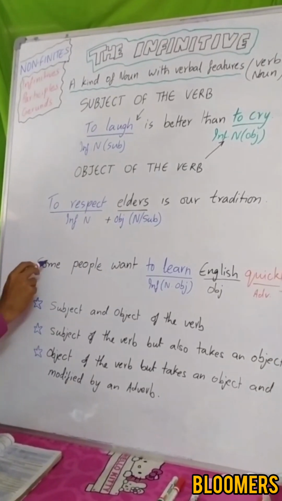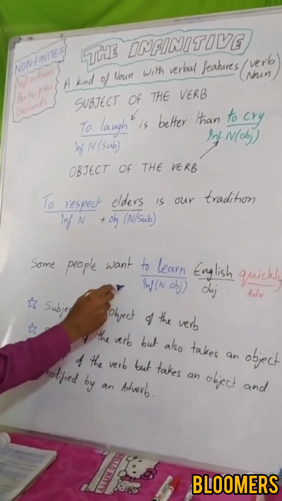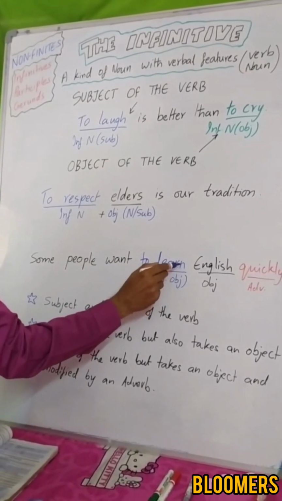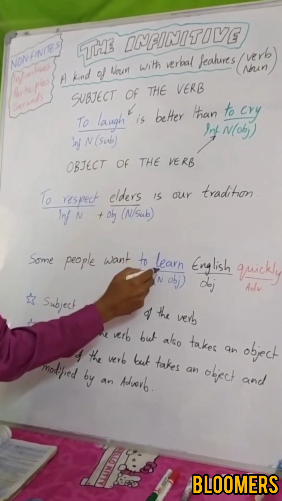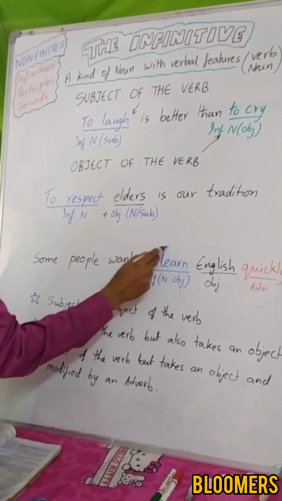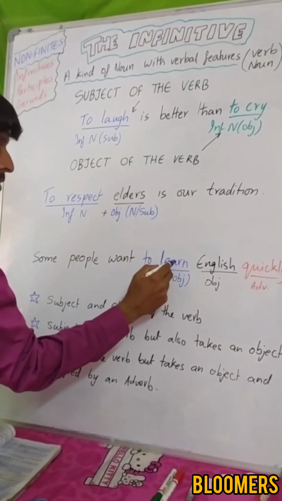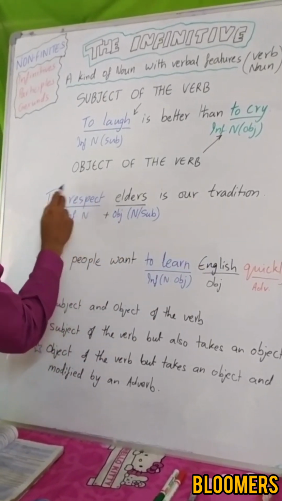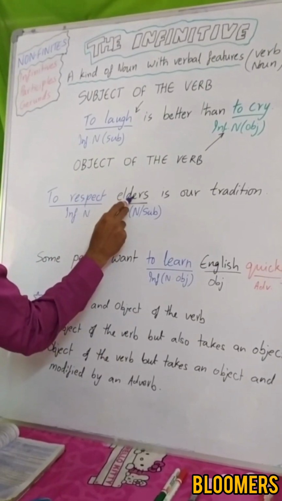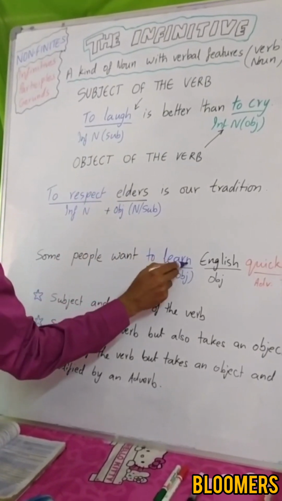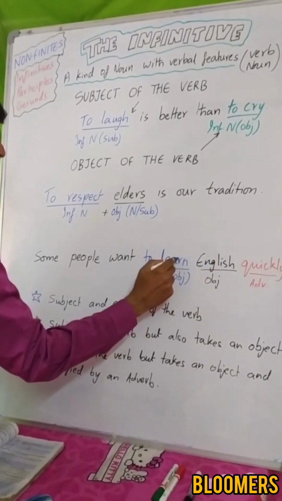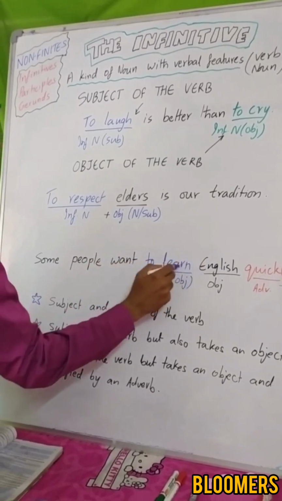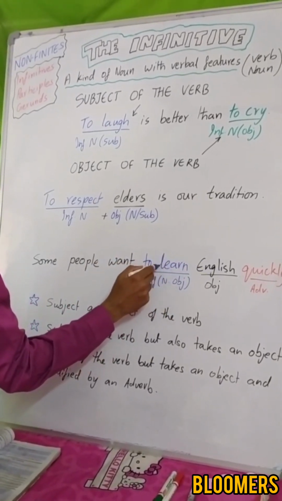Third one, you see: some people want to learn English quickly. Here, want is the finite verb. To learn, you see, became an object, an infinitive object, just like the before ones. Here it is just an object, so it is a noun form. It is not only an object, it is also connected to another object. Just like the infinitive being a subject has supported its object, similarly here, to learn is supporting this object and made it its object. Here English is the ordinary object for this finite verb, but English is helping to learn to be its object.